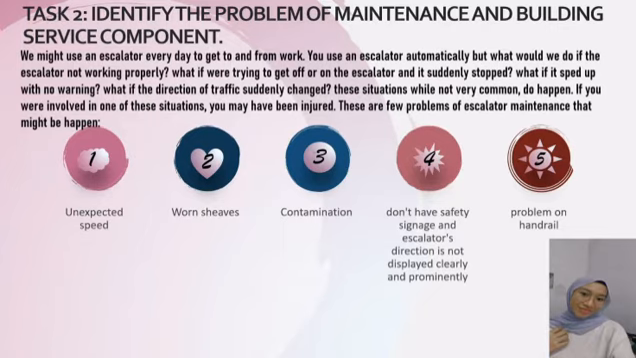These are a few problems of escalator maintenance that might happen. First, unexpected speed. Second, wound shift. Third, contamination. Fourth, there is no safety signage, and the escalator direction is not displayed clearly and prominently. Lastly is the problem on the handrail. Firstly, unexpected speed. If the escalator suddenly changes direction or speed, it is likely the result of an escalator malfunction. This malfunction might be the result of several different issues.